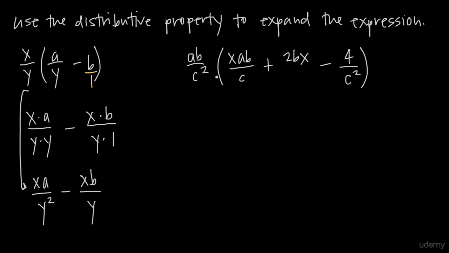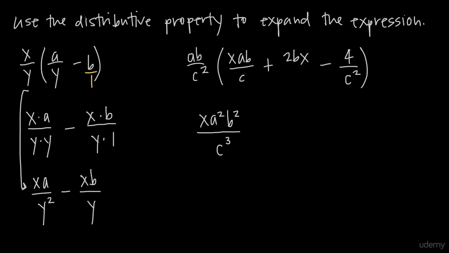So let's take a look at a second example here. We have ab over c squared out in front, and the first term that we're multiplying by is xab over c. So in this case, let's do it in our head. We have ab times xab in our numerator. Well, we've got two a's and we've got two b's, so we're going to need x a squared b squared. So x a squared b squared will be our numerator, and then in our denominator we have c squared times c, which is going to give us c cubed.